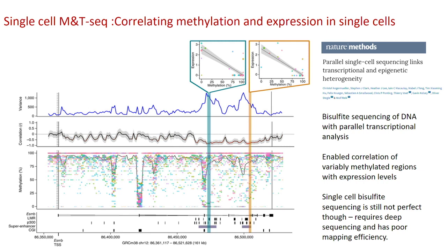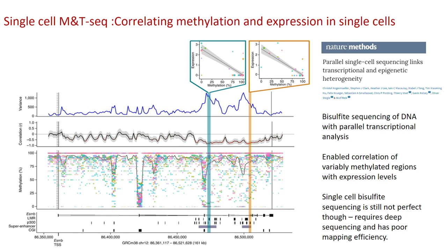It doesn't really enable you to look at base level methylation, but you can look at methylation of promoter regions or gene bodies or sort of larger regions in the genome. And then with a collection of cells, you can start to look at the frequency of methylation in those regions, and perhaps use an aggregate of the single cell data to look at populations within cells and how the methylation changes in those populations at these larger loci.